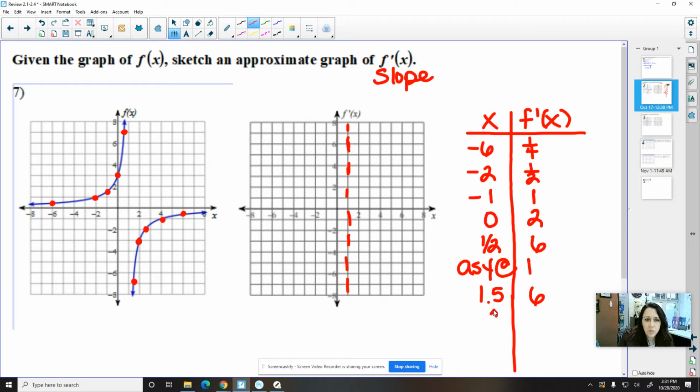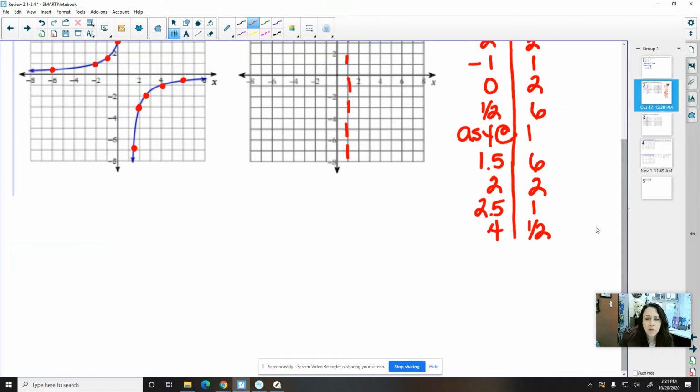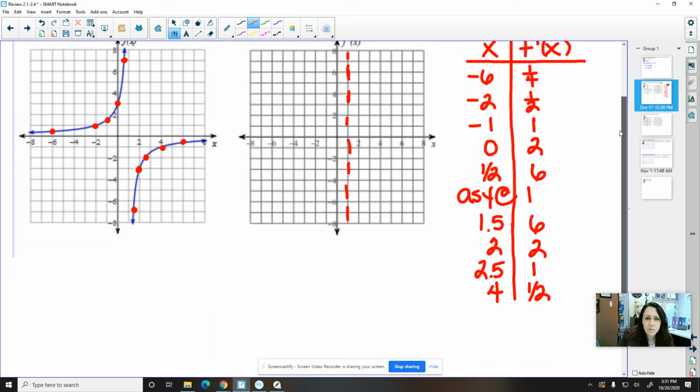And then at 2, it starts to slow down a bit, so maybe I'll call the slope there 2. At 2.5, we're back down a little bit, maybe closer to 1.5 or 1. When x is 4, it looks like the slope is getting smaller, so maybe I'll go to 1/2 for that. And then when we get to 6, the slope has really slowed down, so I'm going to call it 1/4, kind of like what I did up here.